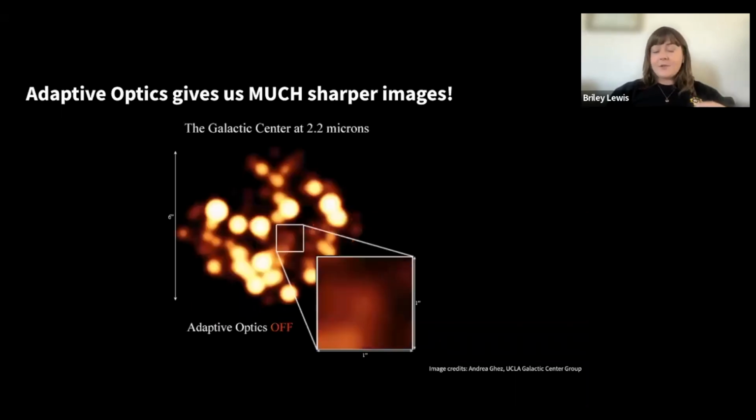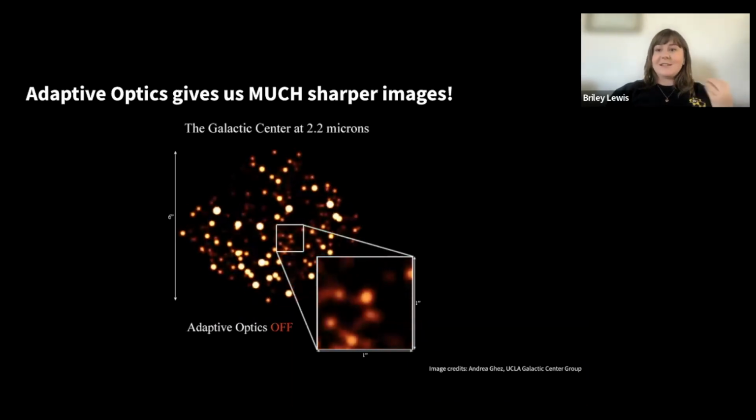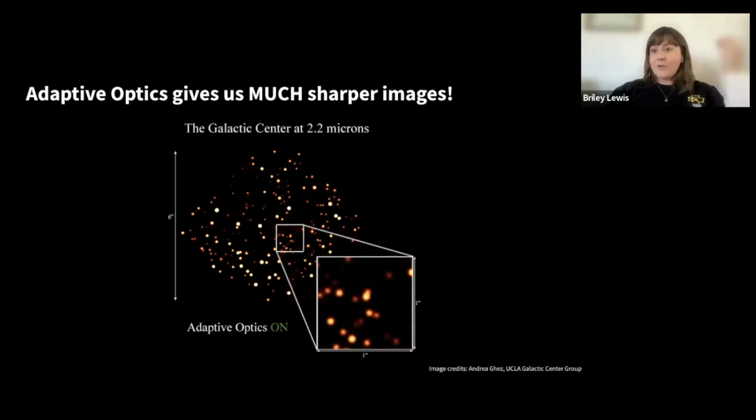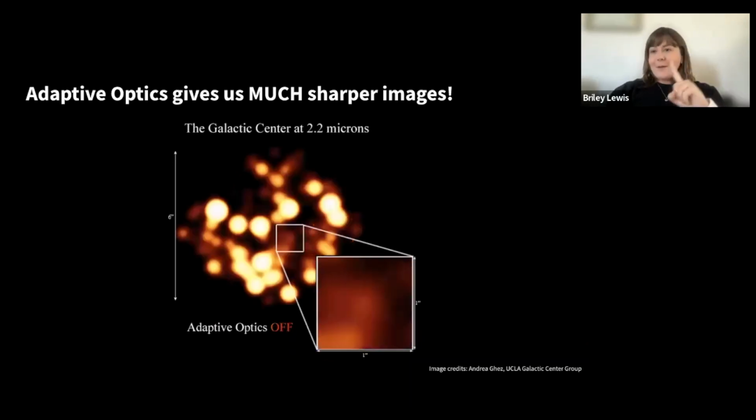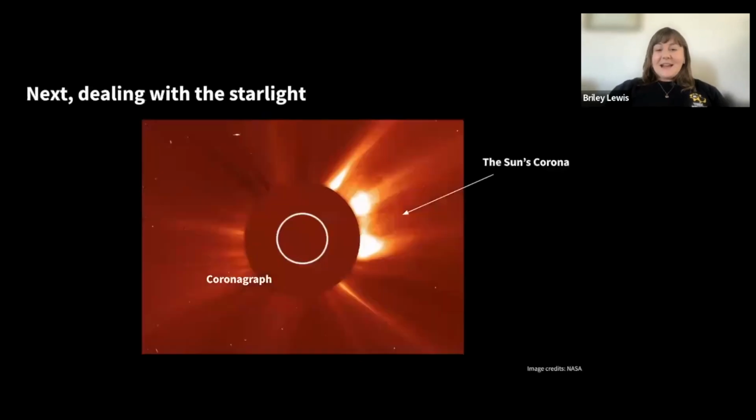And that's something we have to do in order to have crisp enough images to see those tiny faint planets and resolve them from their star. So adaptive optics, step one, works really well. We're pretty good at this nowadays. And so the next step is dealing with the starlight. The star is bright, the planet is very faint. We call that having a high contrast between the two things.